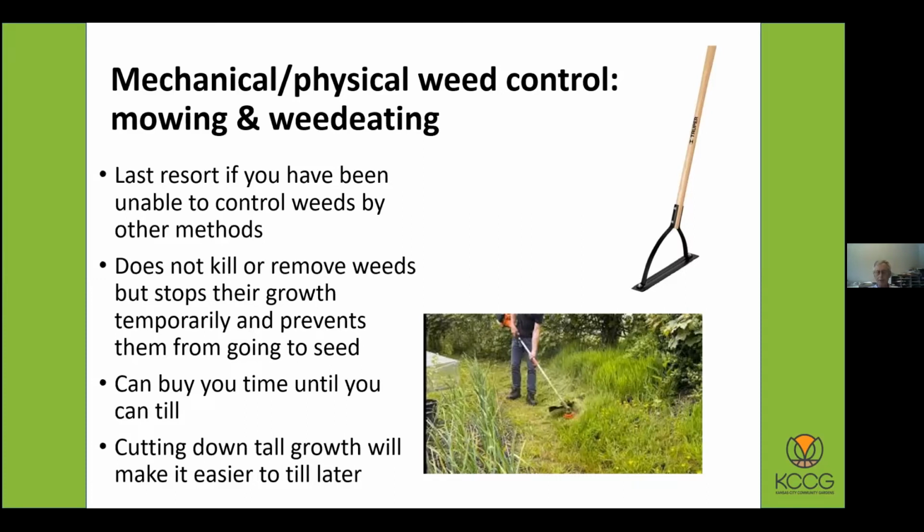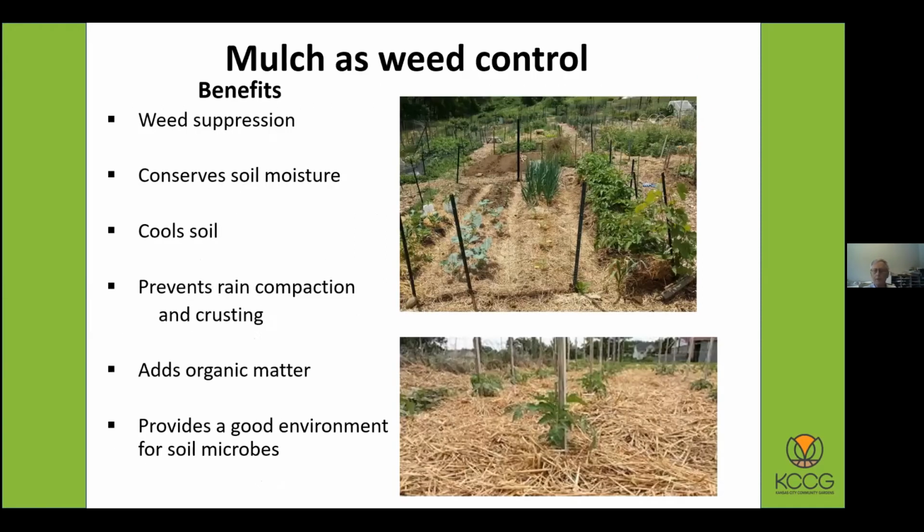And this can buy you time until you can till. So what I tell people is, cut it down with a weed eater, come back with the lawnmower maybe, and again, then you'll be able to till later. In fact, here's kind of the timeline for, well, we'll come back to this later about how to rescue a garden that's gotten out of control. But let's talk about probably the best and easiest method of weed control, and that's mulching.